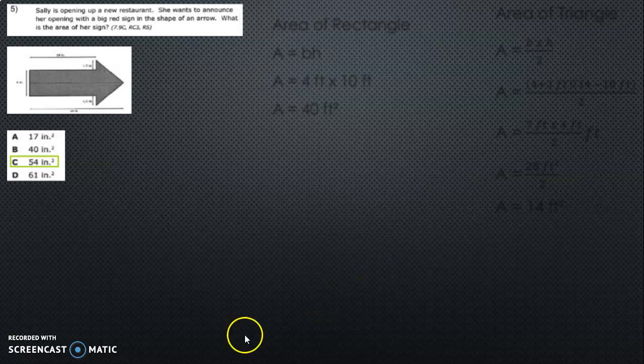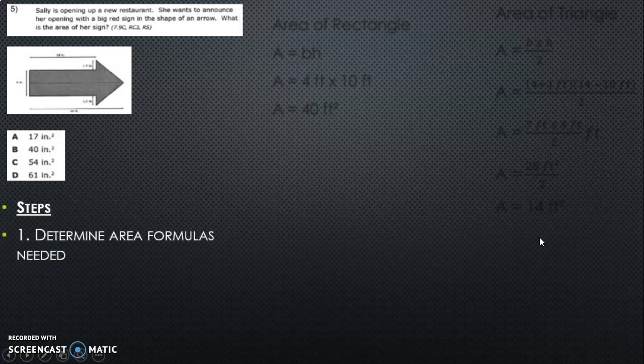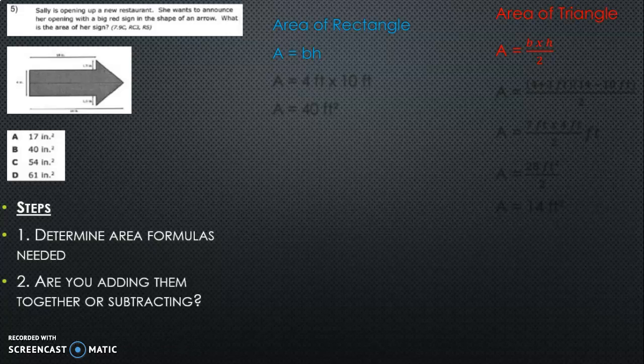For the first step, we need to find the area of each shape. The area of a rectangle is always going to be base times height. The area of a triangle is always going to be base times height divided by 2. Those are the formulas we're going to use. Then we also need to determine whether we're going to add or subtract. Because we're composing two figures to make one, we're going to be adding both of them. And so let's go ahead and solve them.